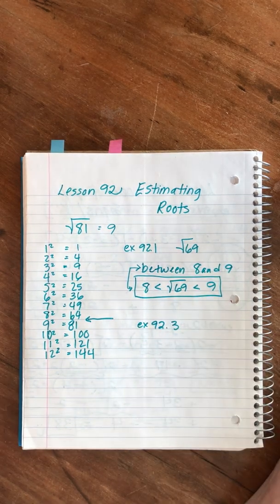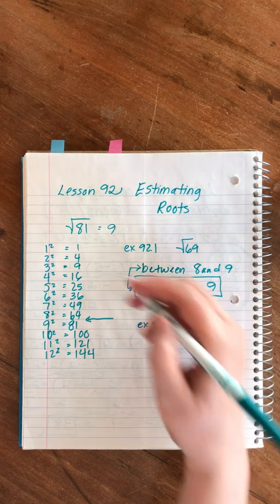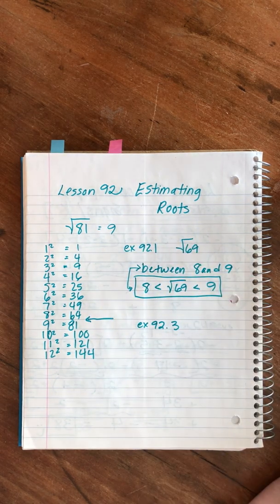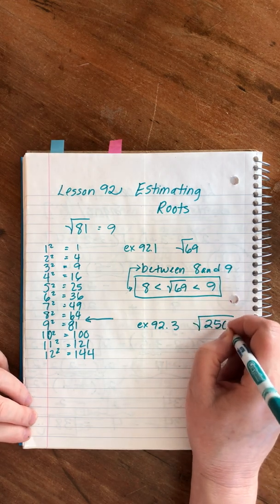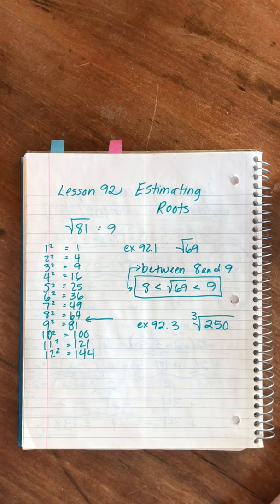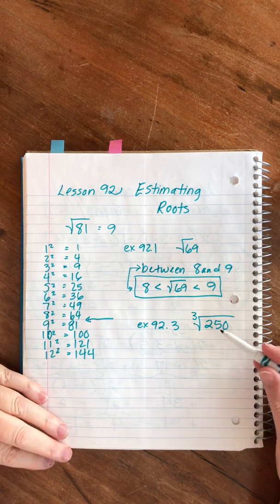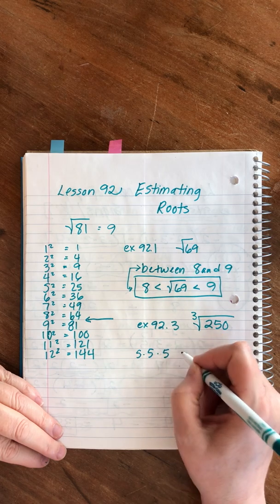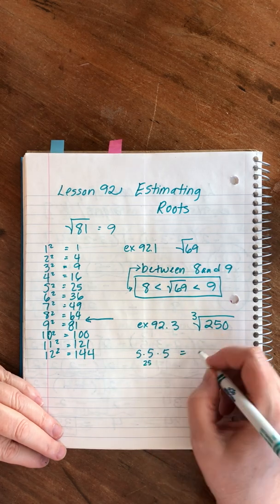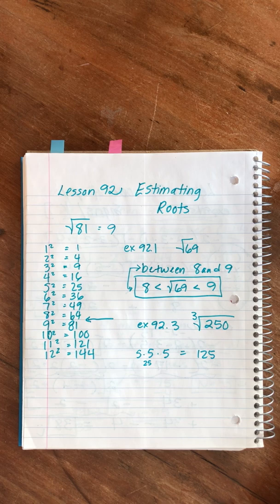Example 92.2 is with cubes, okay? So we could make a list like this of all the cubes, and that might not be a bad idea, but we're going to see if we can just guess it. The number that we're trying to find is the cube root of 250. All right, so let's just do some calculating. Let's just dive in with 5. When I see 250, I think 5. Let's figure out what's 5 times 5 times 5. This much is 25 times 5. That's 125. Okay, so we're still a little bit too low, aren't we?